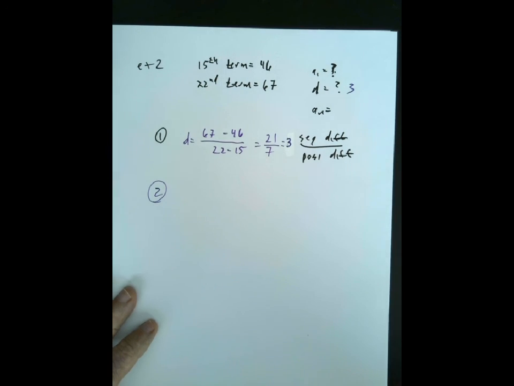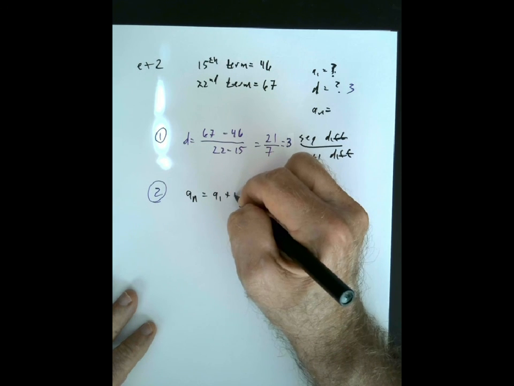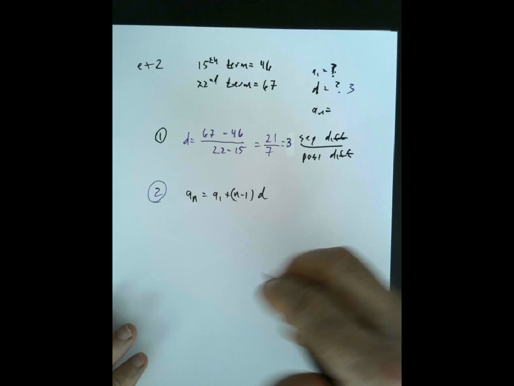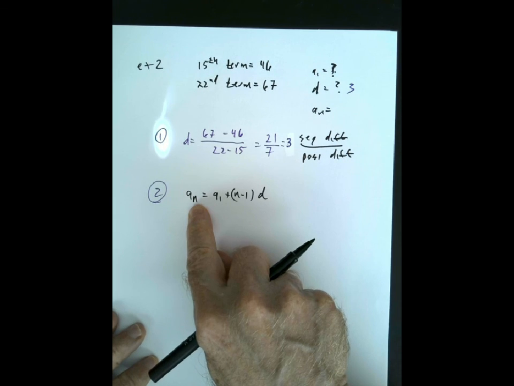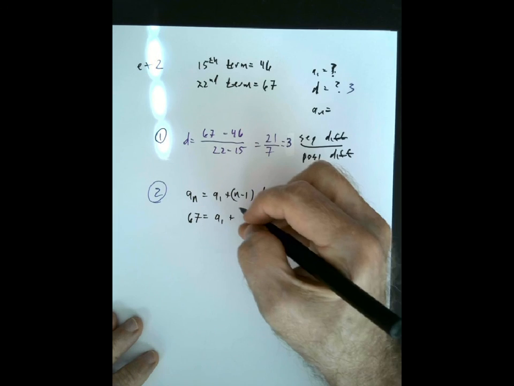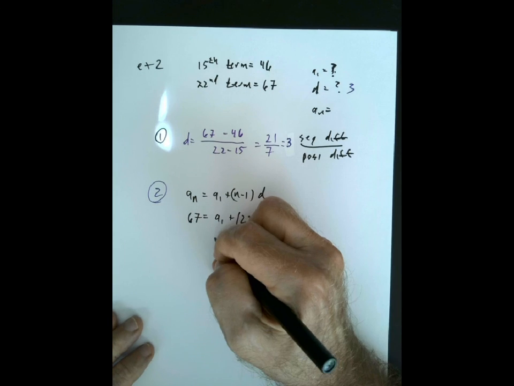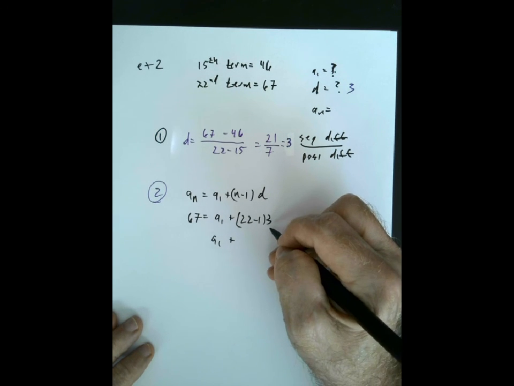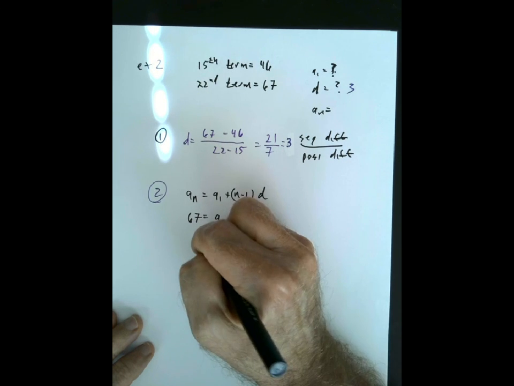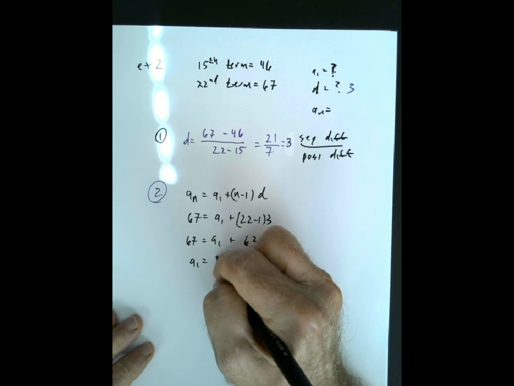So now, what's a sub 1 equal to? Well, we're going to use the general formula for arithmetic sequences. A sub n is equal to a sub 1 plus n minus 1 times d, right? Okay, so we can use either one of these two. Let's use that one, a sub 22. A22 would be 67 is equal to a1 plus 22 minus 1 times 3, right? So that's a sub 1 plus 21 times 3, which is 63, right? And then subtracting 63 from both sides, a sub 1 has to be 4.